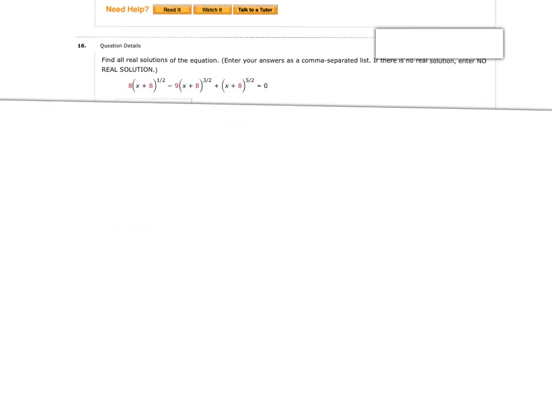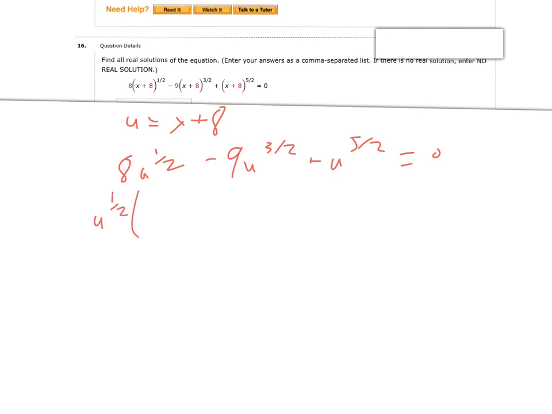All right, next up here, this to me looks like a u substitution, so I'm going to let u equal x plus 8. So I'm going to say 8u to the 1/2 minus 9u to the 3/2 plus u to the 5/2 equals 0. So I'm going to GCF here u to the smallest power, which is 1/2. Now that's going to make this go away, and this should be dropping all my exponents, which this one will drop down to just the first power, and then this one will drop down to the 4/2 power, which is actually squared.